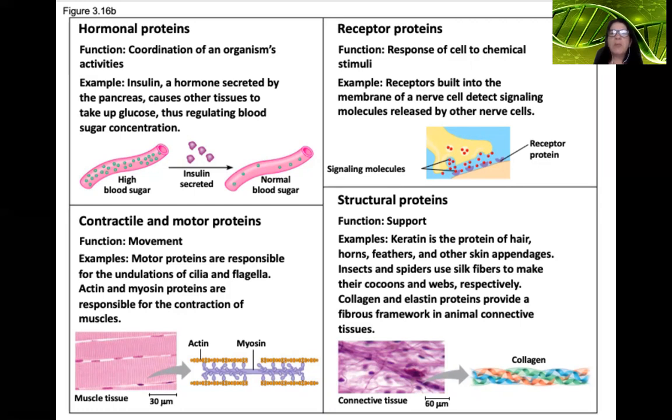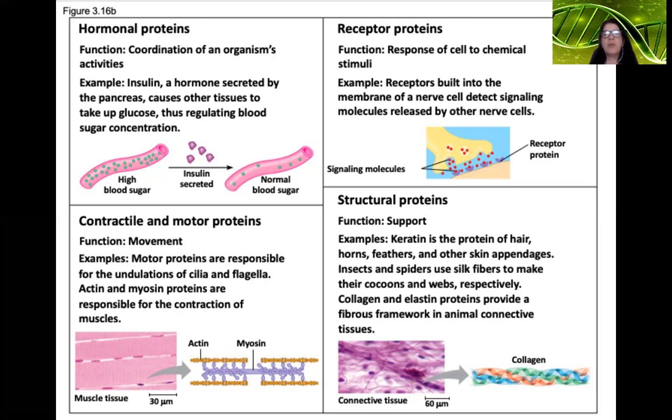Now, there's signaling proteins, such as hormonal proteins. There's also receptor proteins. Those are the proteins on cell surface whose function is to receive signals from the environment and transmit them inside the cell and to elicit a response, essentially. An example shown here are receptor proteins which are built into the membrane of nerve cells, and they can detect signaling molecules released by other nerve cells. So they're involved in neuronal signaling.